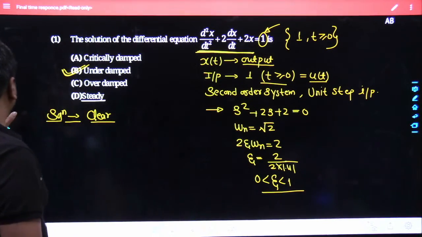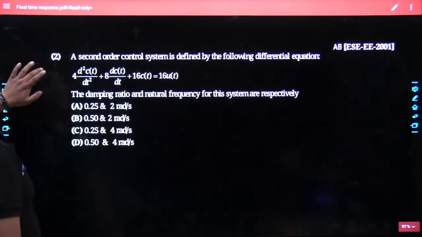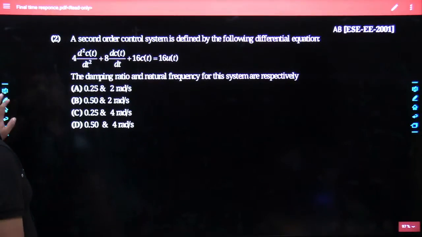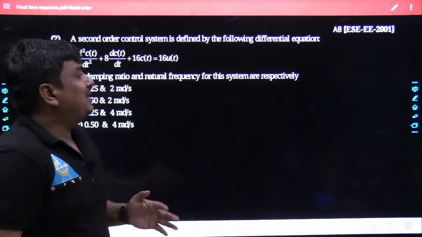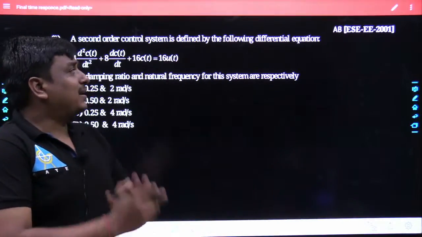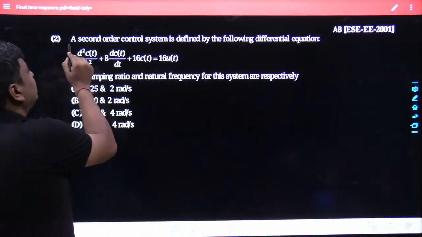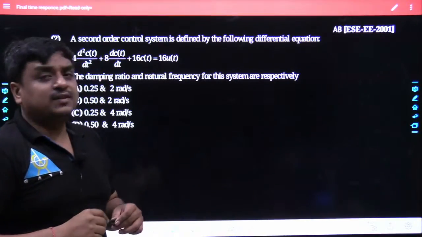Now let me go down to the next question. Yes. This problem came in the Engineering Services Examination, year 2001, in the electrical paper. So let me read what the problem states. A second order control system is defined by the following differential equation.